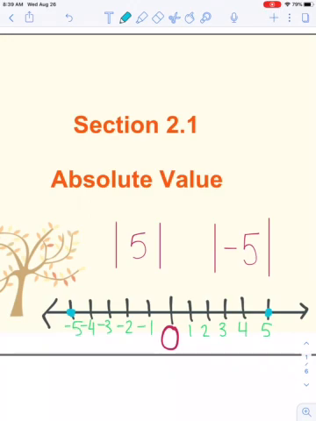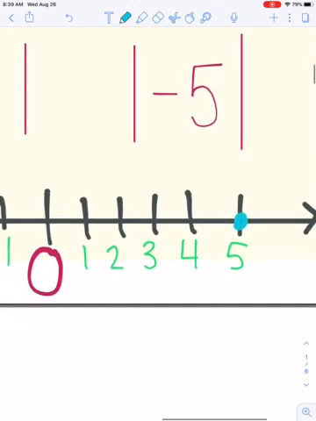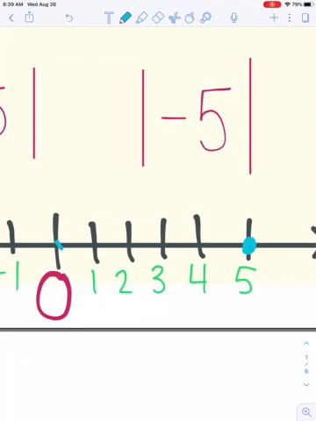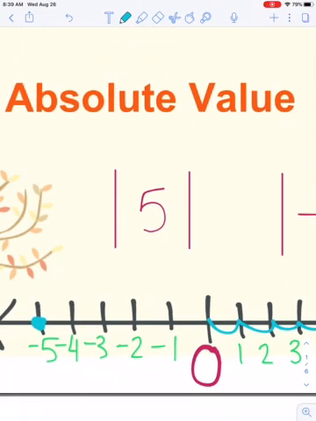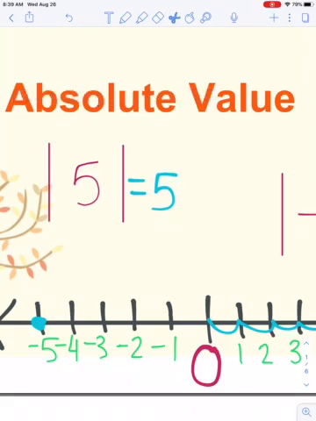So 5, just regular old 5, if you're talking about distance from 0, it's just 1, 2, 3, 4, 5 away. So the absolute value of 5 is 5. Okay, because that's 5 tick marks away from 0 on the number line.